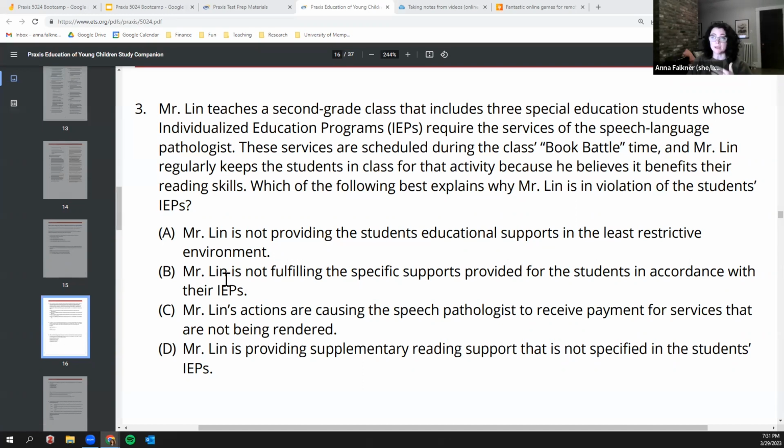Yeah, it's B, because the only thing we know about their IEP is that they have to have a speech language pathologist. So whatever we do here, we have to make sure that they are getting that piece of support. And in this case, because he's keeping them in the classroom, they're not getting that piece of support.